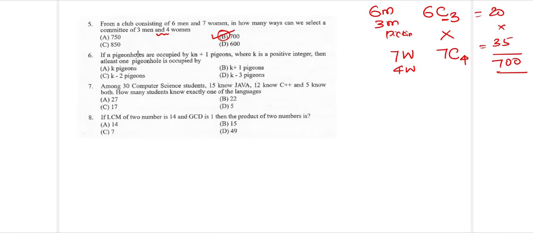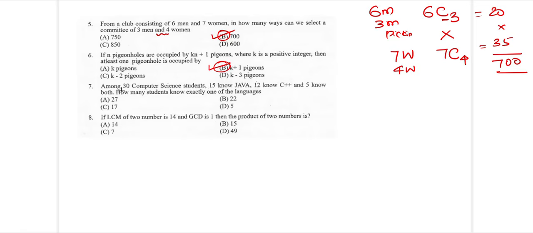Next, if n pigeonholes are occupied by kn plus 1 pigeons, where k is a positive integer, then at least one pigeonhole will be occupied by k plus 1 pigeons. So instead of your general statement with n and m, we have, in a generalized way, kn plus 1. If you have kn plus 1 pigeons, at least one hole will have k plus 1 pigeons. So this is a general statement for your pigeonhole principle.